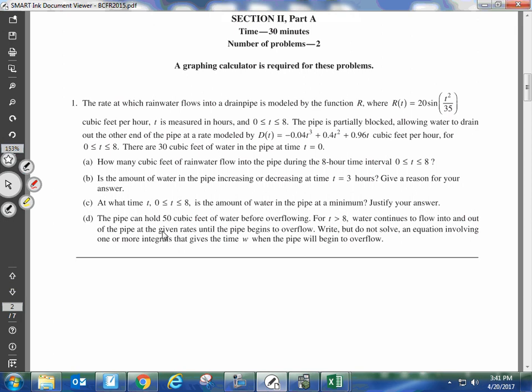Okay, we read this question, the rate at which, and we had a whole unit where we dealt with rates. There's a lesson that we can look at. But we read this question: the rate at which rainwater flows into a drain pipe is modeled by R. The pipe is partially blocked to allow water to drain out the other end of the pipe at a rate modeled by D. There are 30 cubic feet of water in the pipe at time t equals 0. Part A is how many cubic feet of rainwater flow into the pipe during the 8-hour time interval. The most common mistake made is that students assume, okay, this is water entering, so I just find R of 8.